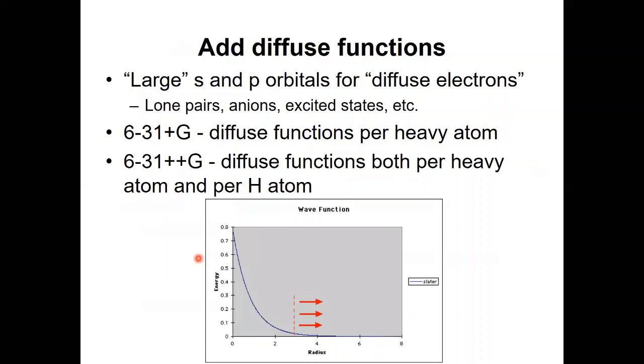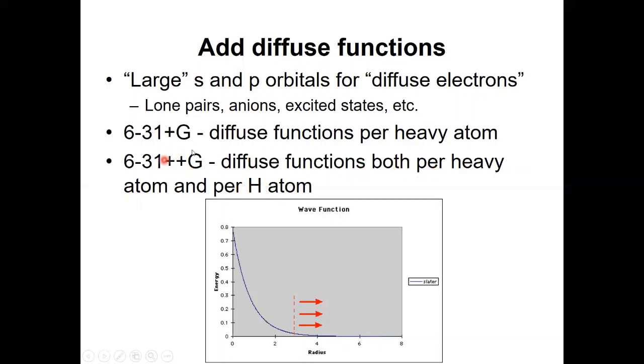The diffuse function is to add plus or double plus. Plus or double plus means to add an extra s and p orbital to the system. If you use 1 plus, it means put the diffuse function, which is the s and p, for heavy atoms only. If you use double plus, it means for heavy atoms and the hydrogen atom.